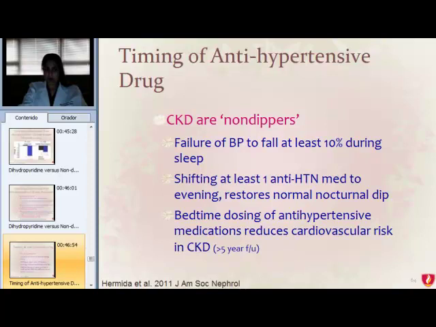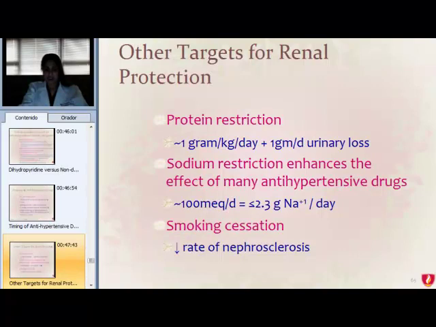Now, the timing of calcium channel blockers has also recently been shown to be important. There is a phenomenon called dipping. Most of us, when we're sleeping, will drop our blood pressure by approximately 15%. Patients with chronic kidney disease are known to be non-dippers because they fail to drop their blood pressure at night when they're sleeping. It has been shown that shifting at least one antihypertensive to the evening restores this nocturnal dip. Therefore, bedtime dosing of antihypertensive medication has been shown to reduce cardiovascular risk factors in chronic kidney disease patients. And so in pregnancy also, we should probably be giving one of our antihypertensives at bedtime.